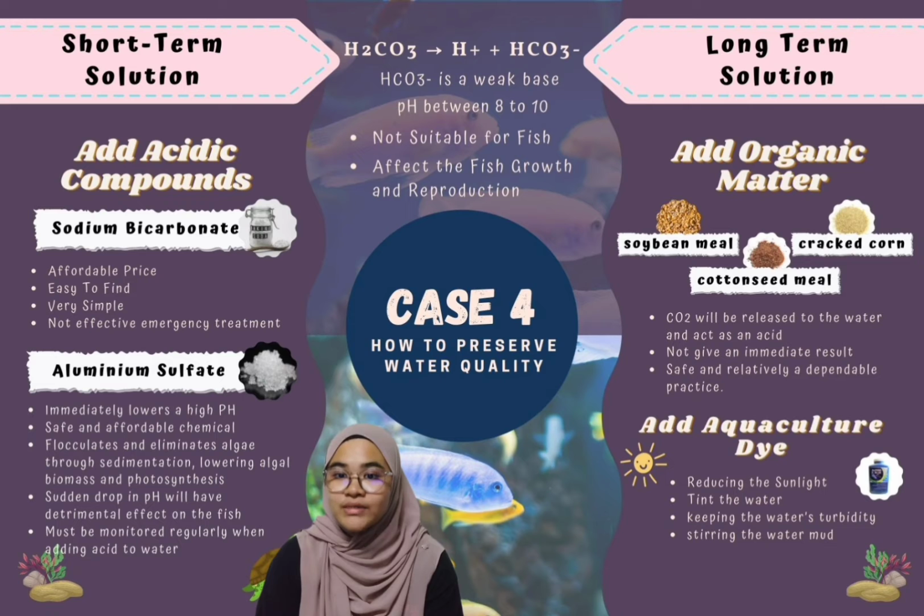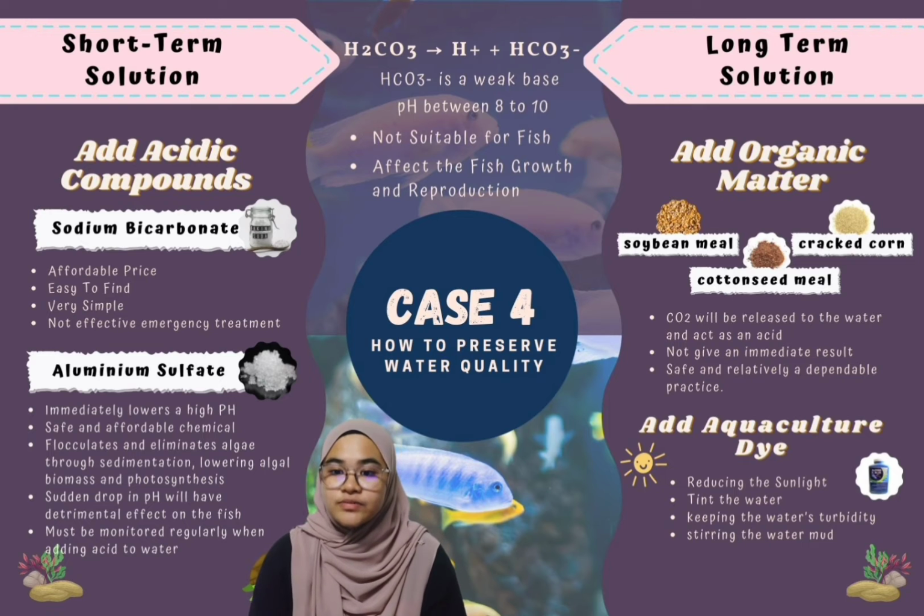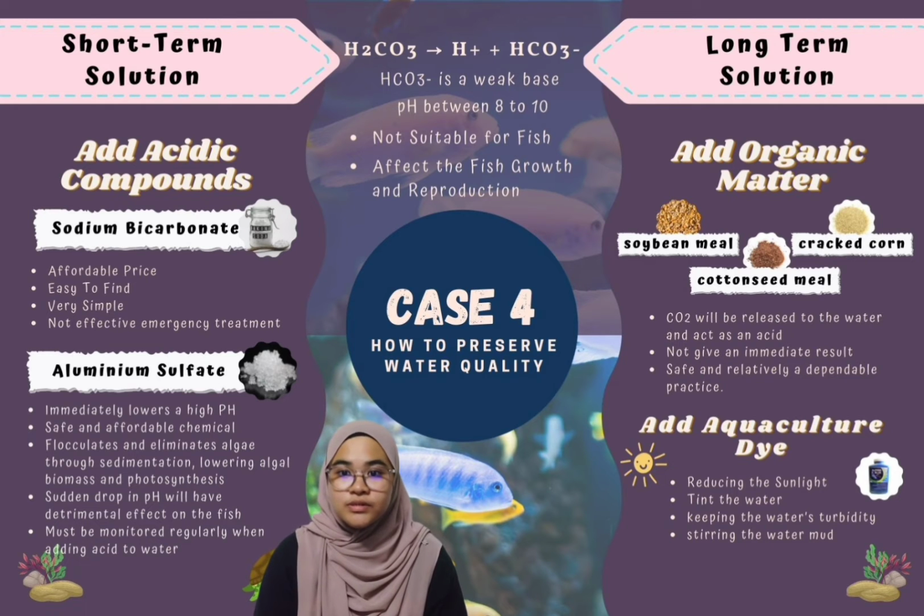There are a few ways and solutions to lower the high pH value. The first way to preserve the water is by adding acidic compounds. For example, we use sodium bicarbonate. Acid has a high concentration of hydrogen ions and has a low pH. Adding acid is very suitable for emergency treatment because it is a short-term solution.